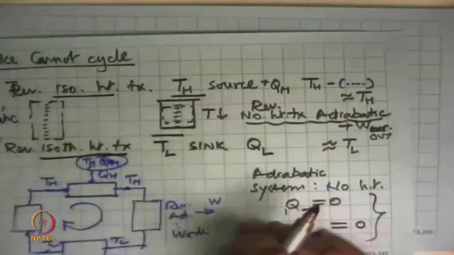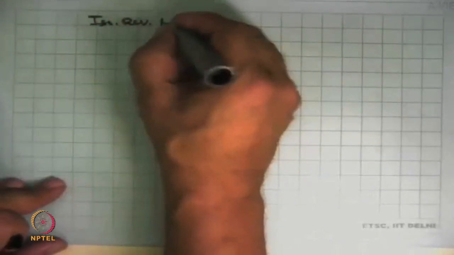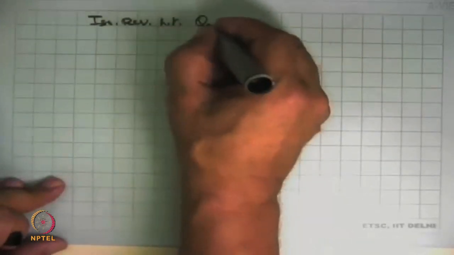How can I make a Carnot cycle? We have some more information and we can try to put that together. And you say that the first process was isothermal reversible heat transfer from the source.